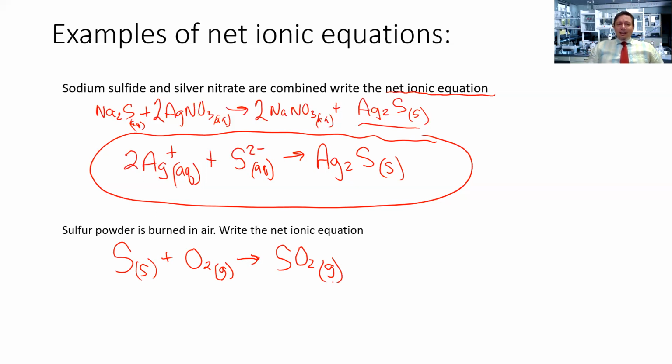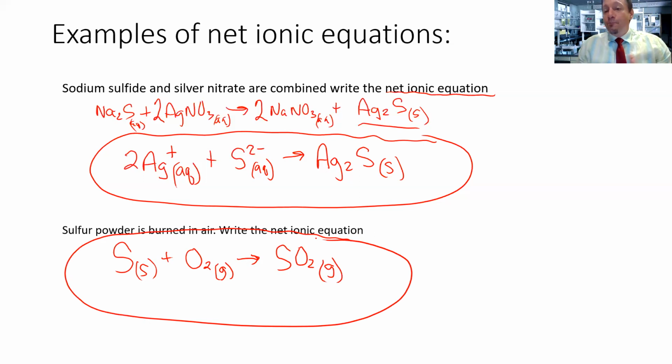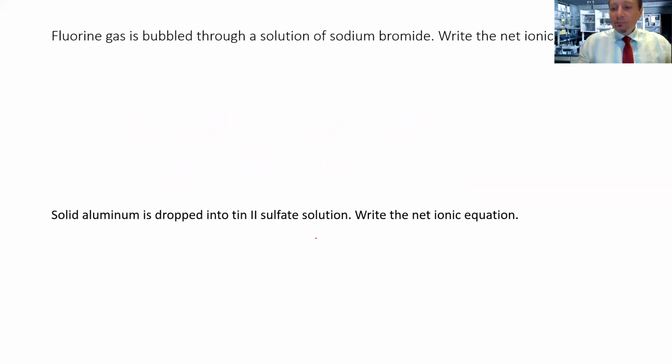So when you look at that, the actual balanced chemical equation is the net ionic equation on this particular example. So that's why I pulled this one out. That is your balanced chemical equation as well as your net ionic equation. You produce the gas and it shows the components that actually made that up. Let's look at another one here. So here I have fluorine gas is bubbled through a solution of sodium bromide. Write the net ionic equation.